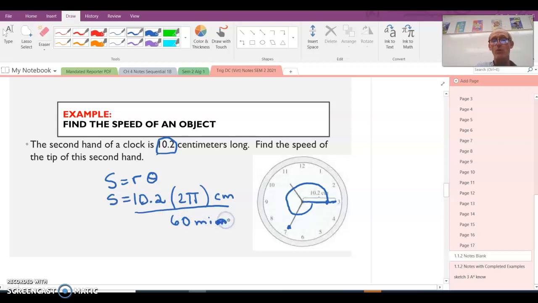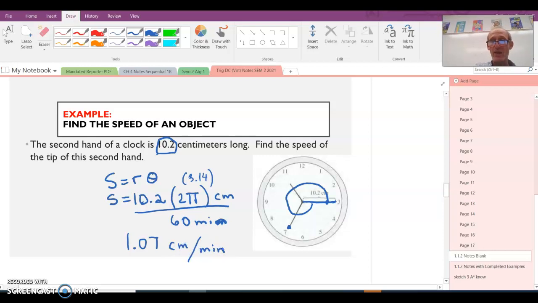Okay, so we're going to find the speed in centimeters per minute. All right, so 10.2 times 2 times pi, we're going to substitute in 3.14 here to find a rough value. So we're going to do 10.2 times 3.14 times 2, divided by 60, which is 1.07. And that's going to be centimeters per minute.